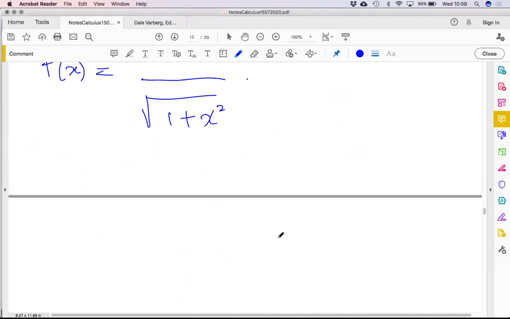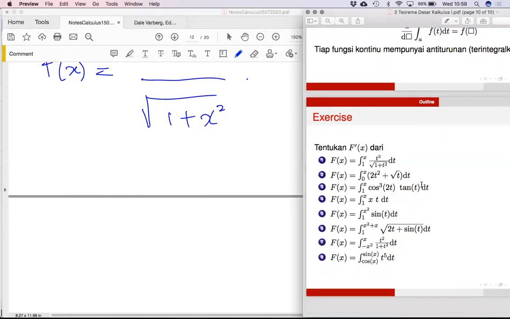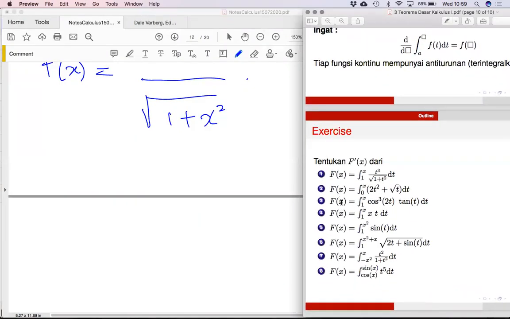Okay, that's the first. You can try the same for number 2, number 3, number 4. What about number 5? Number 5 is quite different here. Number 2 and number 3 are the same as number 1, you can try it yourself. But number 4 is not the same. Let's see number 4.